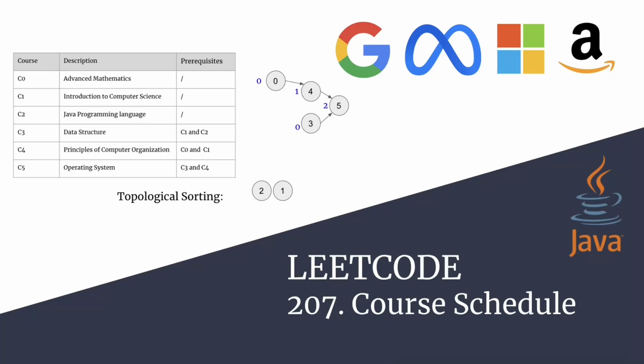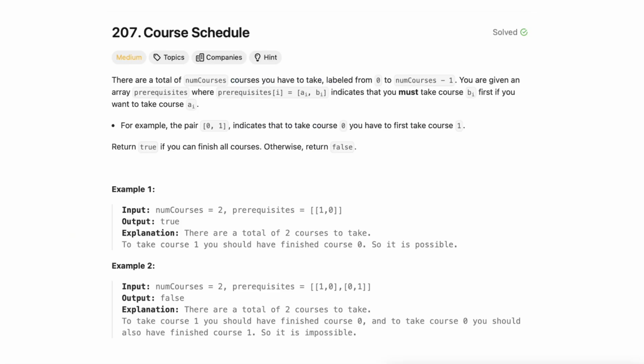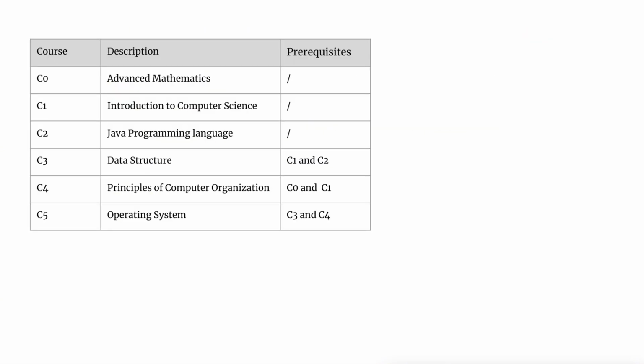Today we will talk about LeetCode 207 Course Schedule. So the question is, there are n courses, given a prerequisite rule and a list of courses, determine if all courses can be completed. Let's think about a scenario.